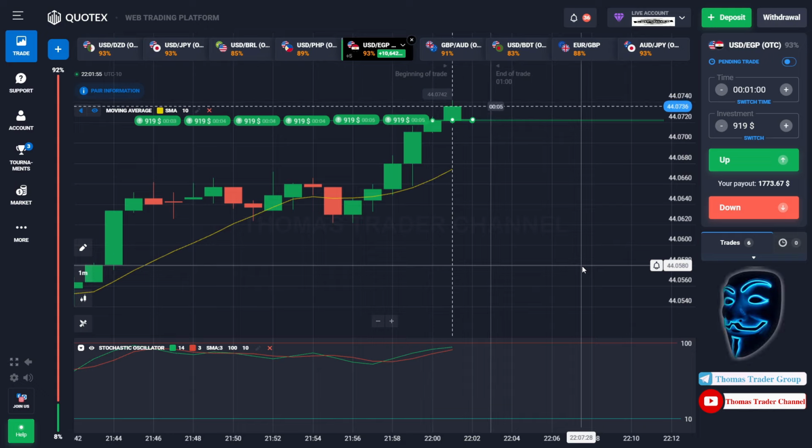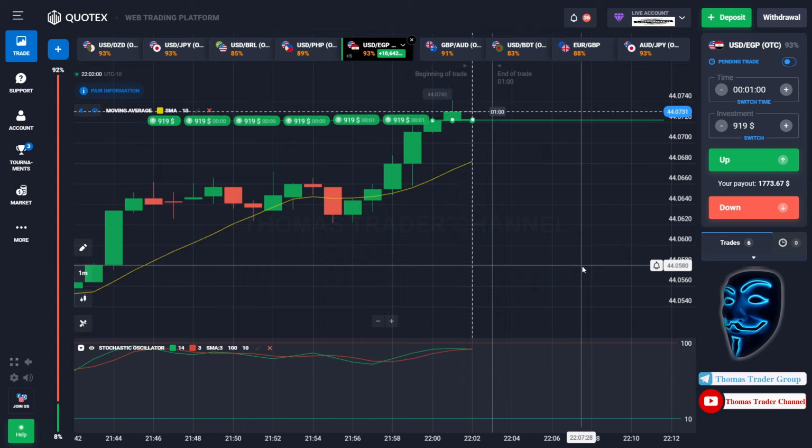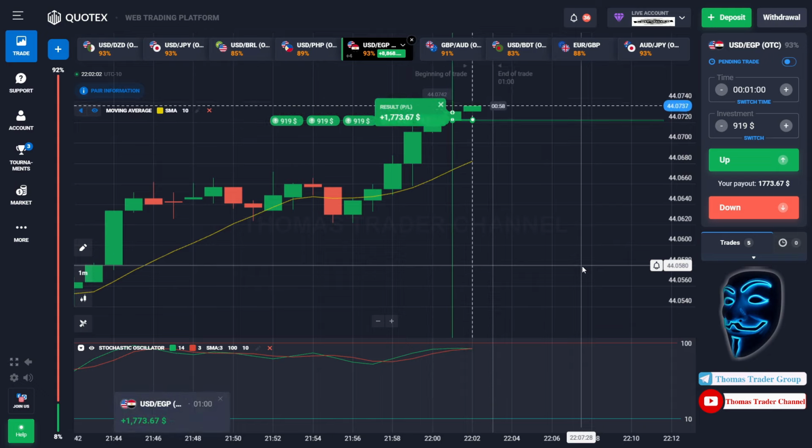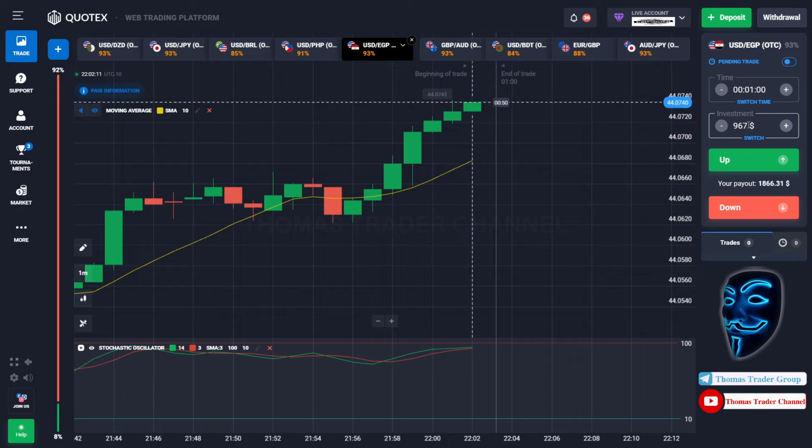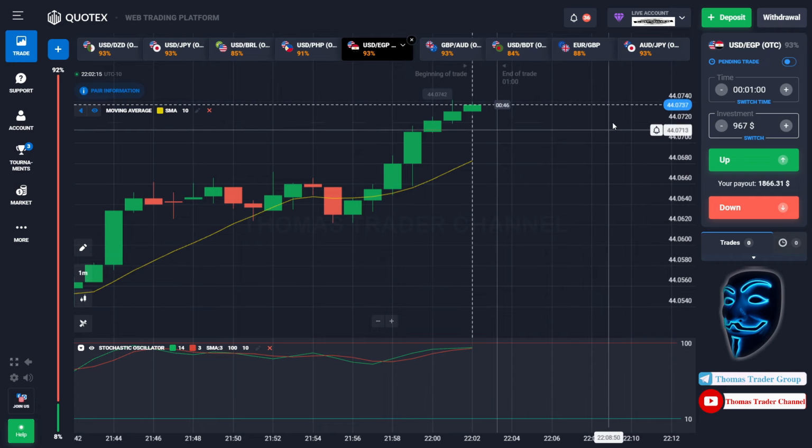We made a right prediction over here. We made a profit of $10,600. Let's divide it into 11. We will open 11 positions of $967 in the next open position. And over here, we still can open buy for 1 minute.